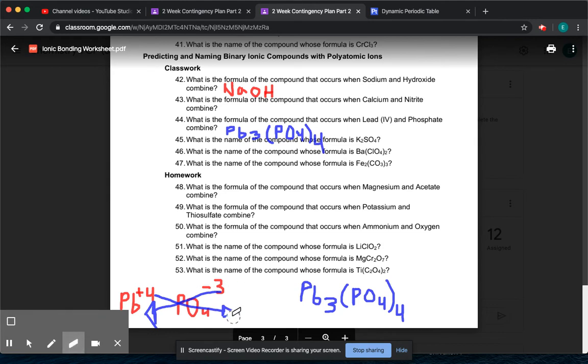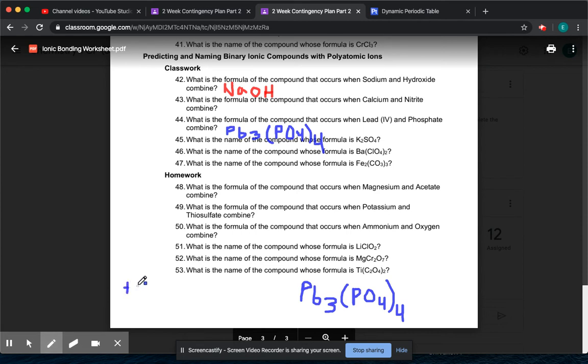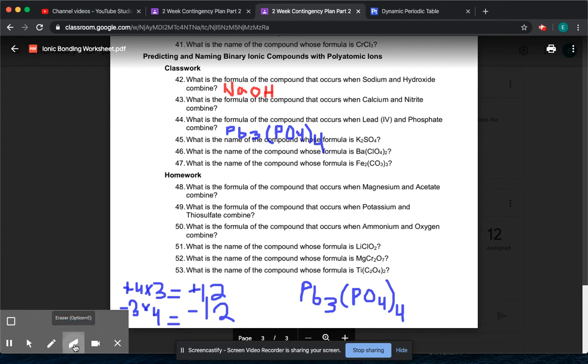Okay. And if you want to check your work, the charge on lead is positive 4. Positive 4 times 3 is positive 12. Okay. And then the charge on the PO4 is negative 3. And then negative 3 times 4 is negative 12. Okay. Positive 12, negative 12, they cancel, and you end up with a neutral compound.